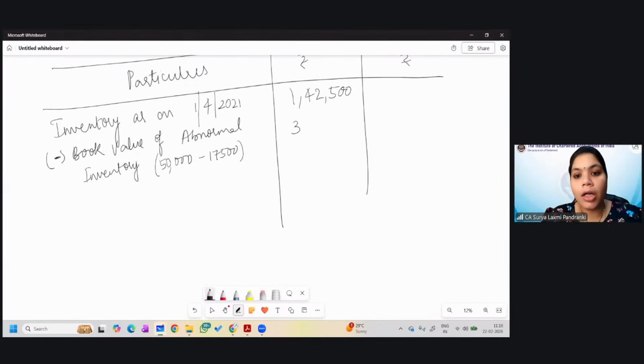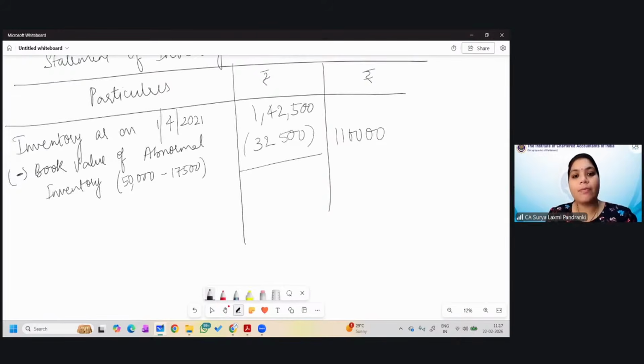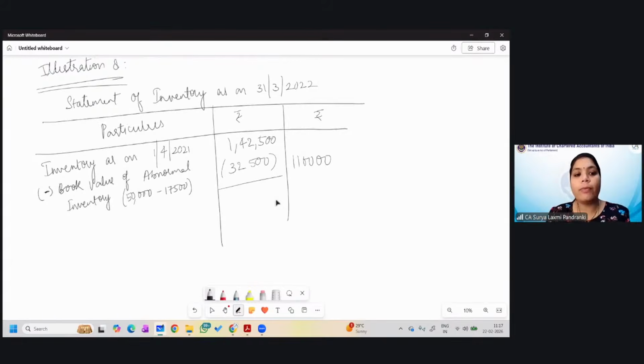32,500. Okay. Sarla, you are giving 1,10,000. What is that value? Acha, net. Okay, agreed. So you told me the net value, it is 1,10,000. Got it. So for opening inventory we had a small adjustment. We have removed the book value of abnormal inventory and then only shown the net figure of 1,10,000.